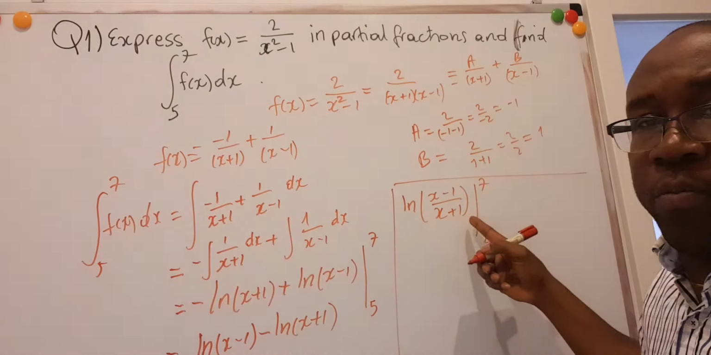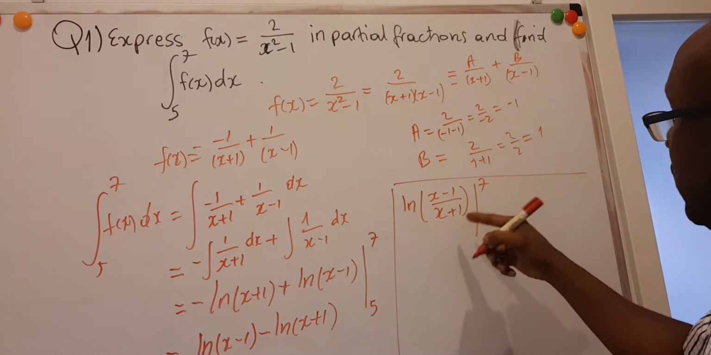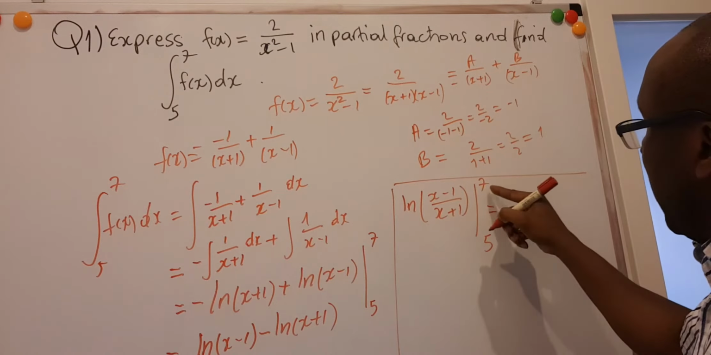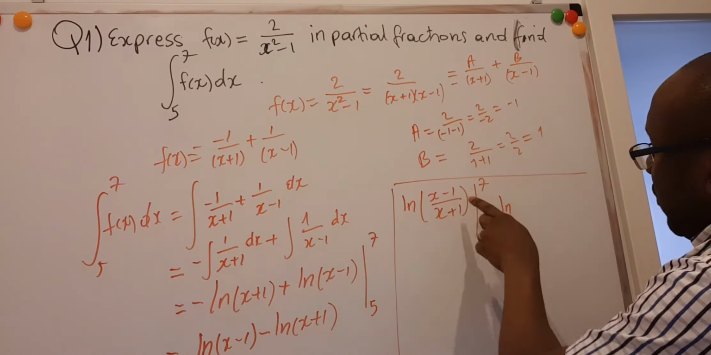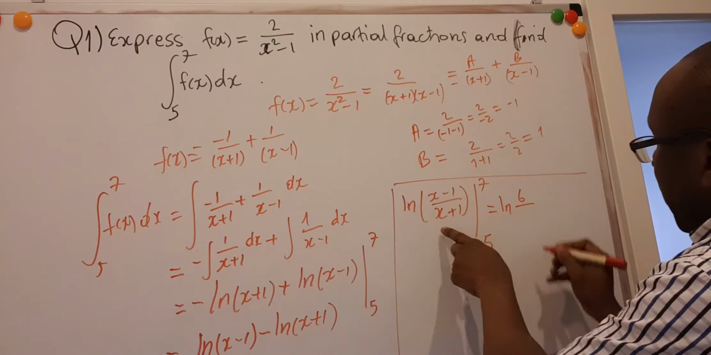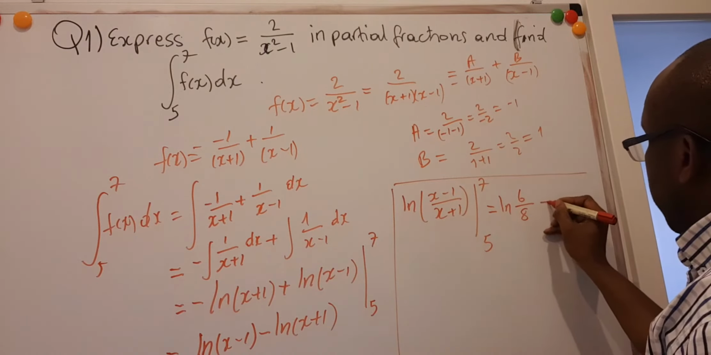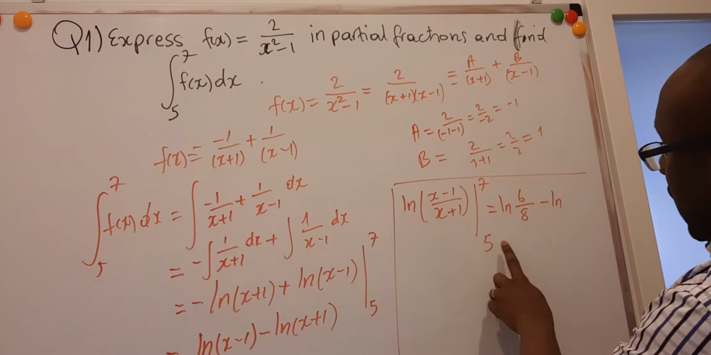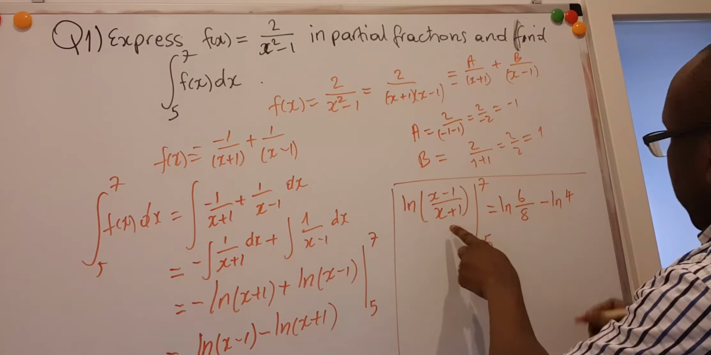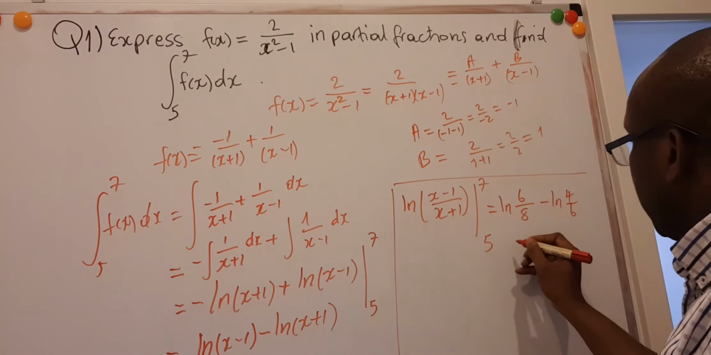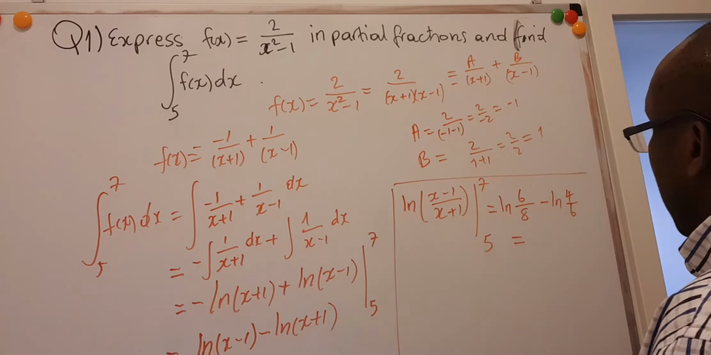So here you simply put the upper limit minus the lower limit. If I put the upper limit here, I get the natural log of 7 minus 1 is 6, 7 plus 1 is 8, minus the lower limit: 5 minus 1 is 4, 5 plus 1 is 6. And this is equal to.